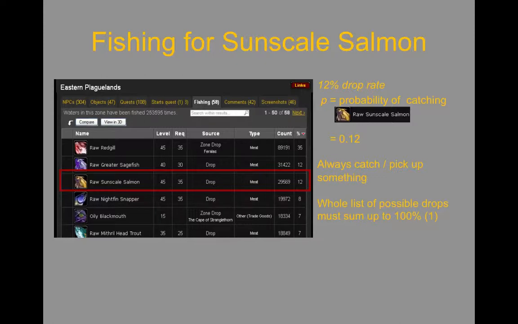So that means that the whole list of possible drops must sum up to 100% or 1. And since you're always catching something, the probability of getting something else plus the probability of getting a salmon is equal to 1, which means the probability of getting something else is equal to 1 minus the probability of catching salmon, and that's 1 minus 0.12. We know the 0.12 from here. And so the probability of catching something else is 0.88.